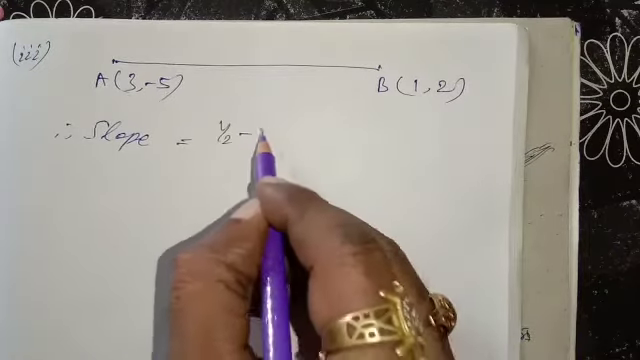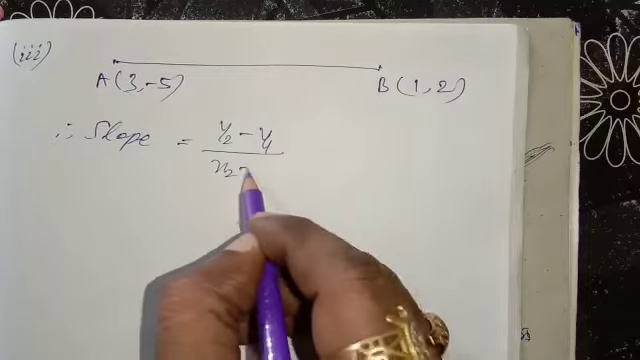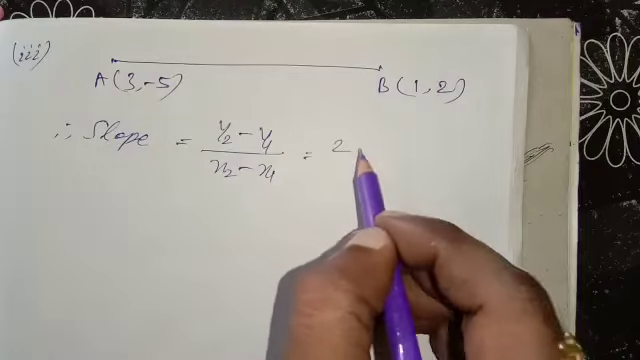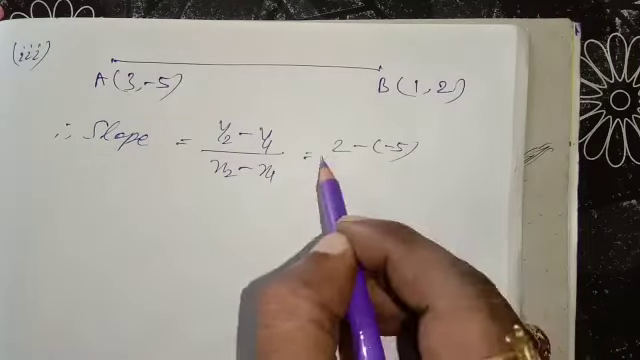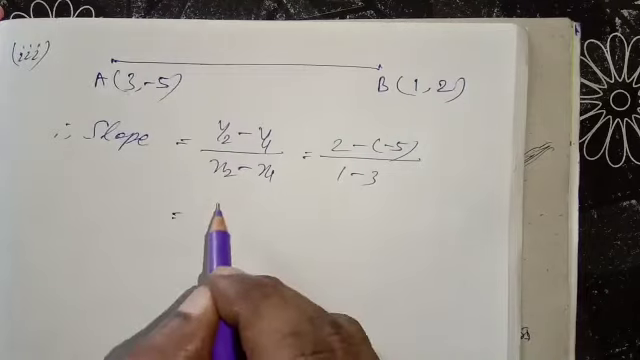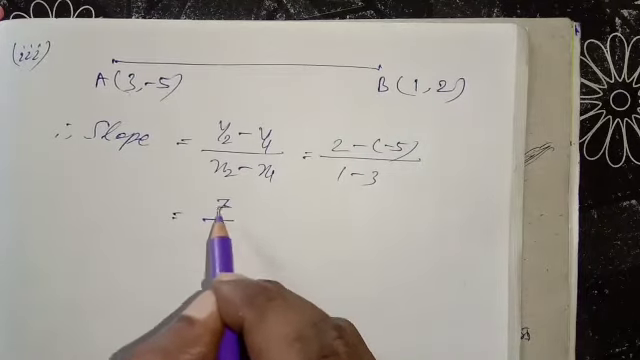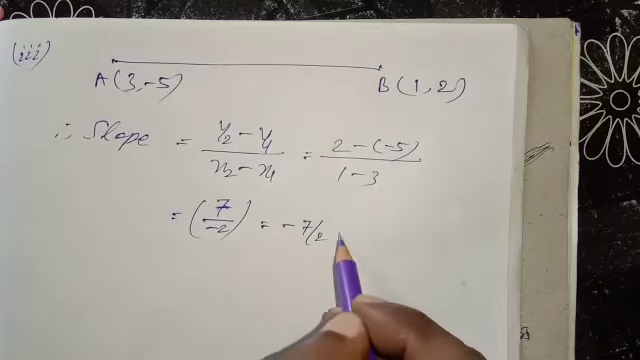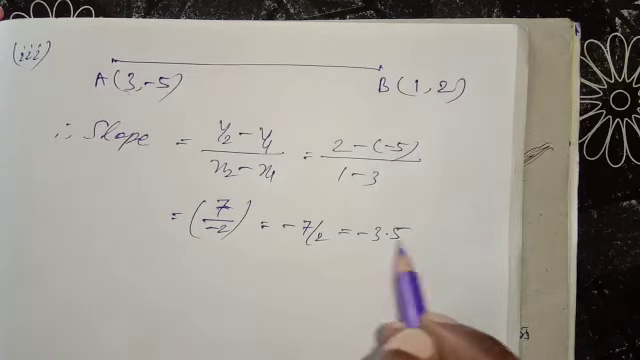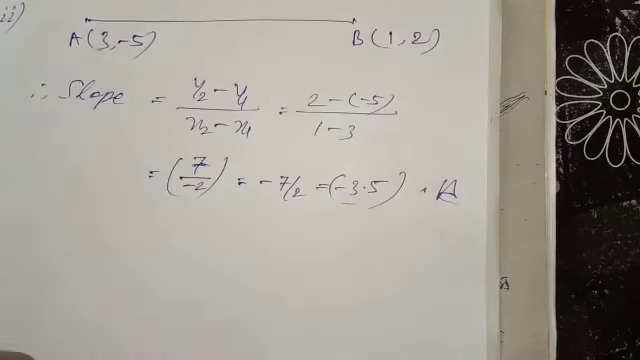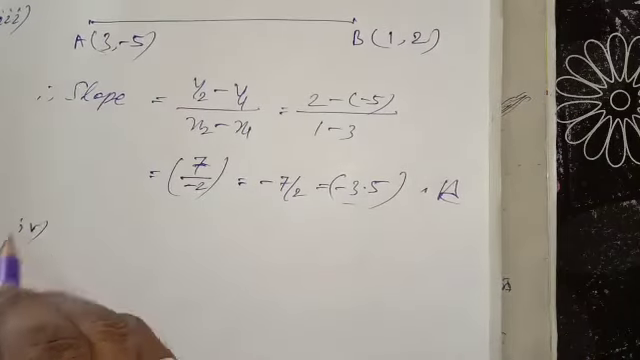The formula is y2 minus y1 by x2 minus x1. Here y2 is 2 minus of minus 5, and x2 minus x1 is 1 minus 3. So this is nothing but 2 plus 5, 7 by minus 2. You can write it like this also, minus 7 by 2 or minus 3.5. This is the slope of the line joining the points 3, minus 5 and 1, 2. Next, the fourth part of the question.